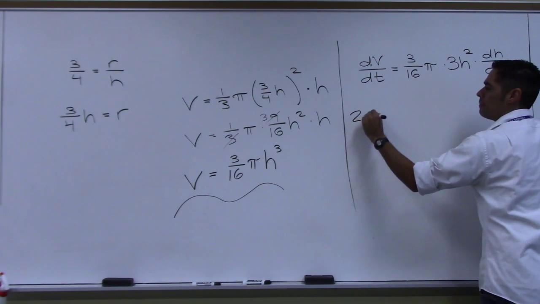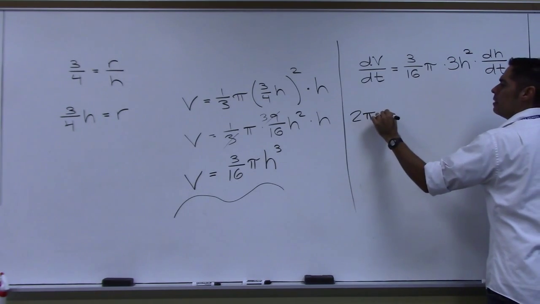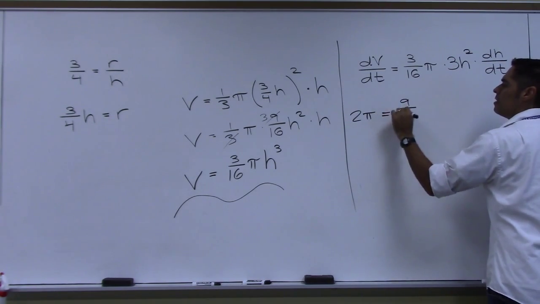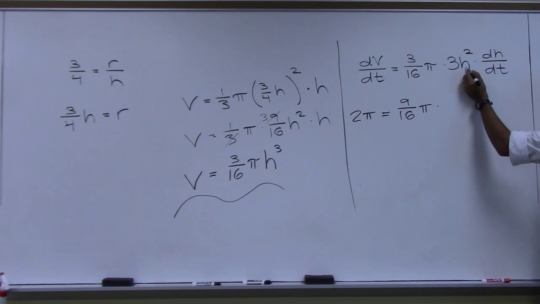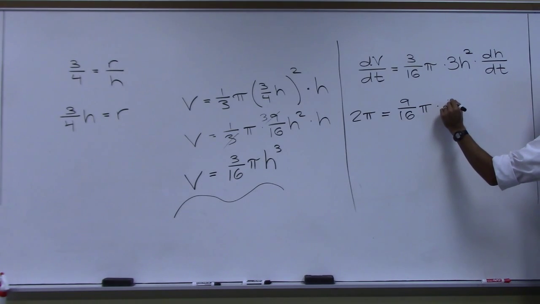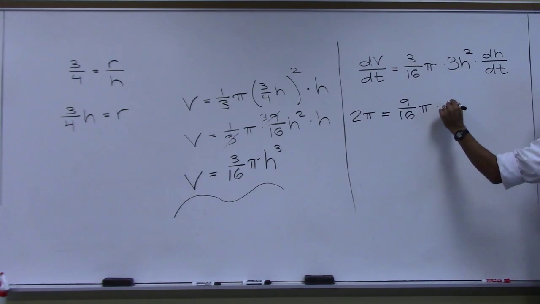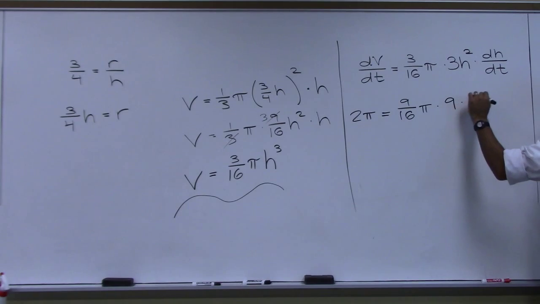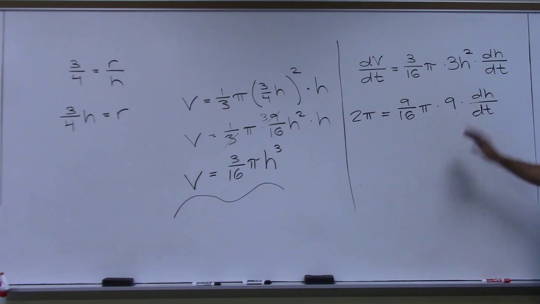2 pi equals, over here, nothing cleans up there, equals 9/16 pi times what was h? 3, right? So 3 squared is 9. Okay, I already brought that 3 out, sorry. So 9 again, and then dh dt. I had taken this 3 and brought it out here, and then I squared the h, and h was 3, so it popped another 9 out there.